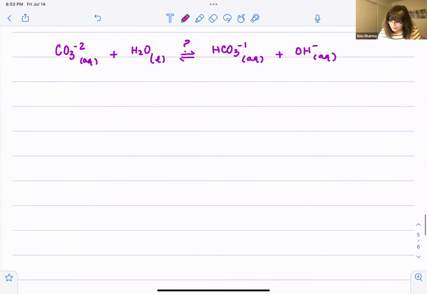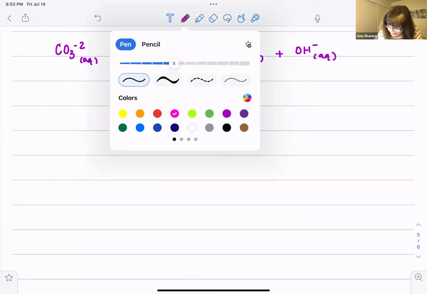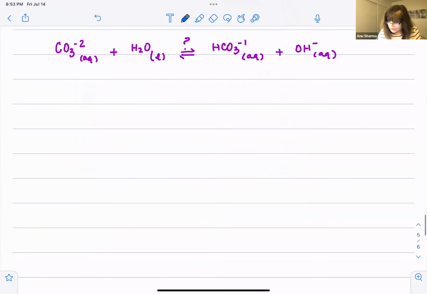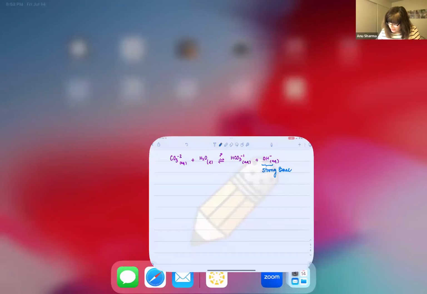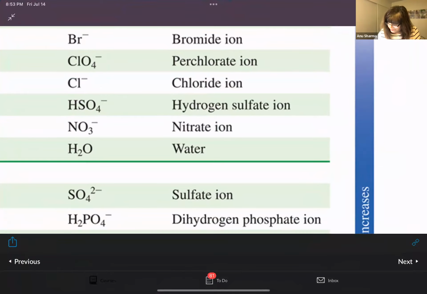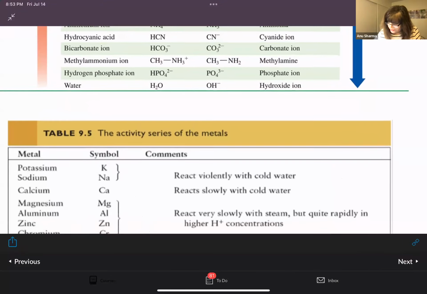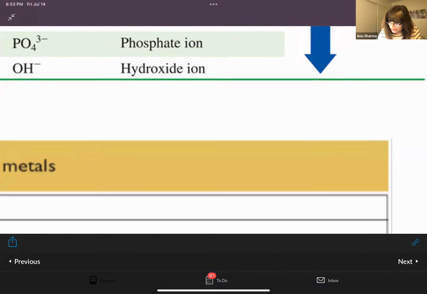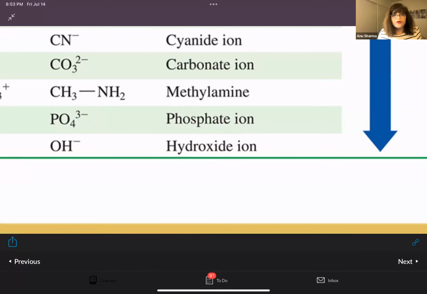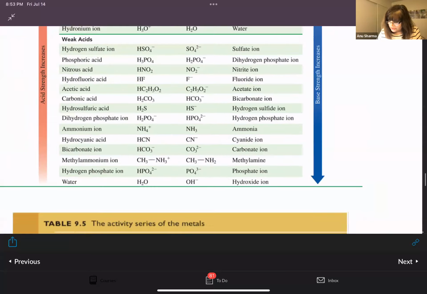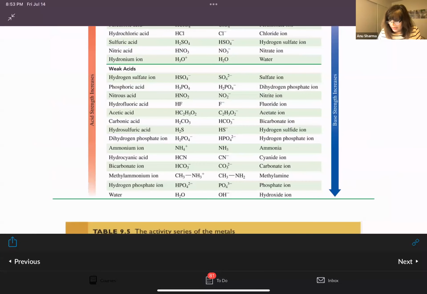Okay, next is the carbonate and the water. So what is found here? Now here you see, obviously there's no OH. Remember, anytime there is OH, it's always a strong base. And you can see this also here in the table: hydroxide, strong base. You see the arrow on the top, indicating the strength of the bases, very strong. So OH is very strong.